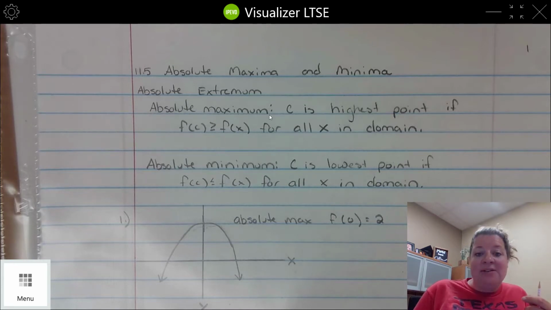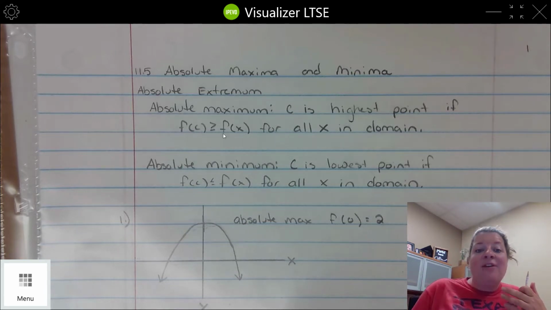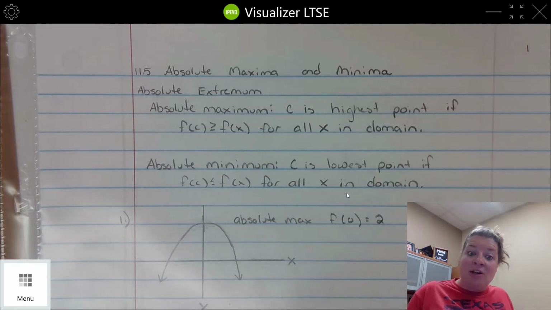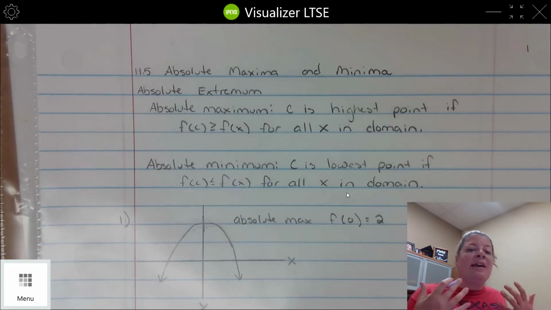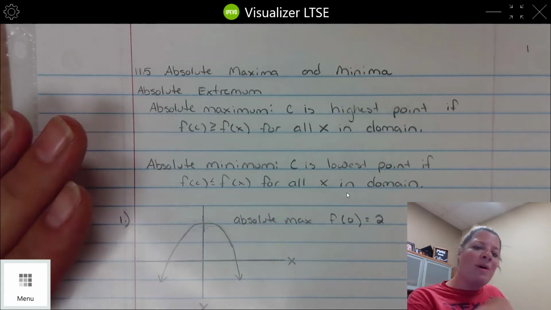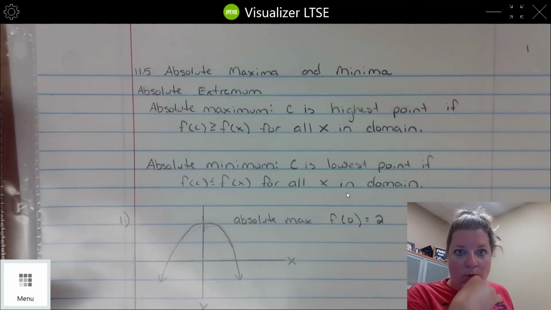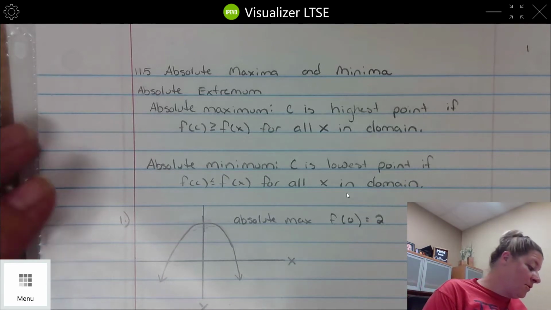So an absolute max is where this number, this one calls it C, is the highest point, if it is above all other points in the domain. I mean, that's just, is it the highest point? Minimum, same thing. If you want to pause and get that in your notes, you can, but really think through what is an absolute max? The highest point. Absolute min, lowest point. Do they always have an absolute max or an absolute min? No. So note that also.